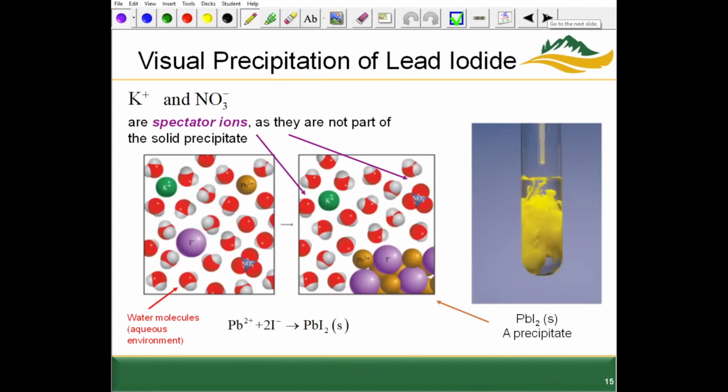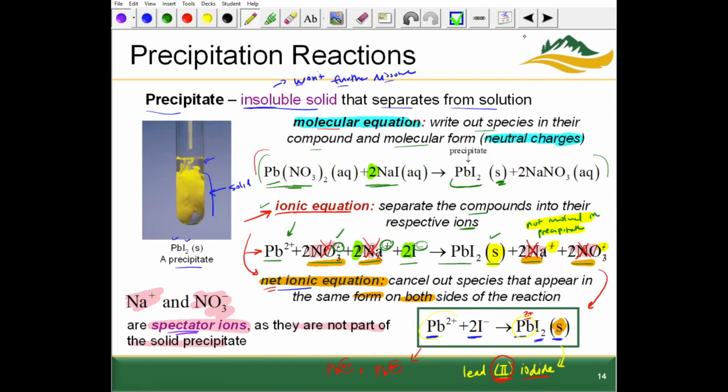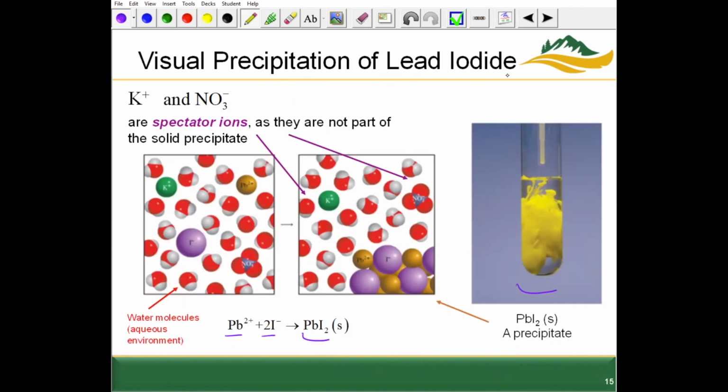Let's take a look at the molecular level or the atomic level of what's happening when a solid precipitate is forming. So from the net ionic equation, we know we're just going to have lead and iodine go on to form this solid precipitate. This is a slightly different example. Now we have potassium iodide here instead of sodium iodide. Still the same principle here. So we have potassium ions present. We have nitrate ions as well, but we know those are going to be spectator ions because the only ions involved in forming the precipitate are again lead and iodine.